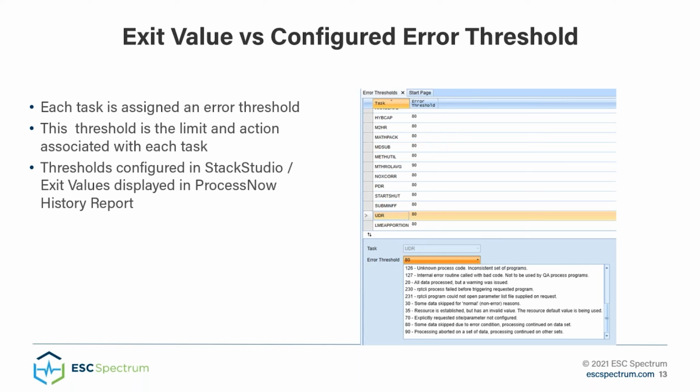So this means, for example, if UDR is configured with a threshold of 80 and your exit value ends up being 100, 126, or 127, UDR will also be reported as a failure. So anything over 80. These error thresholds are configurable, but it's highly suggested that you don't touch them.